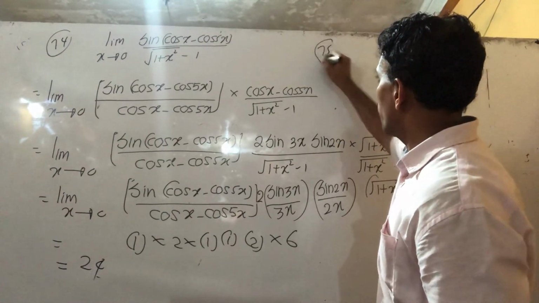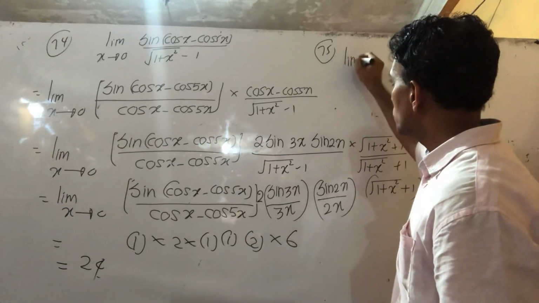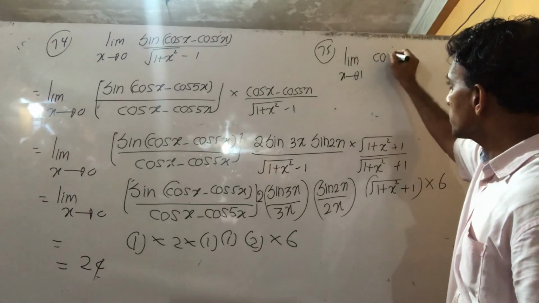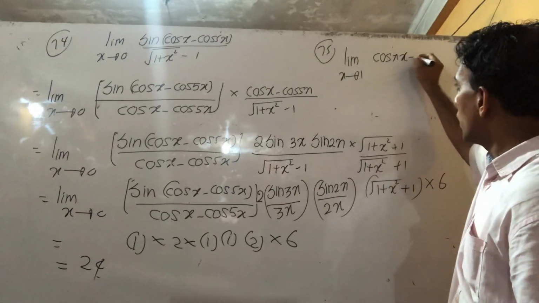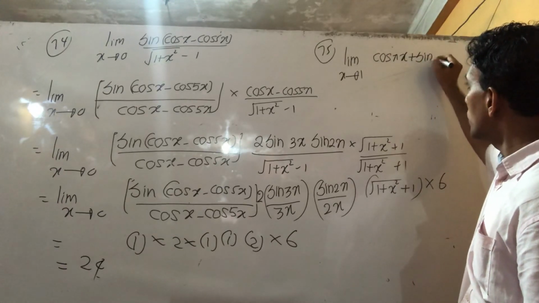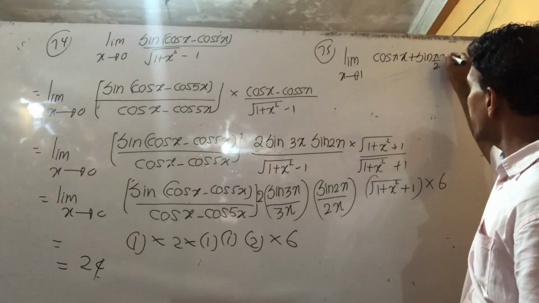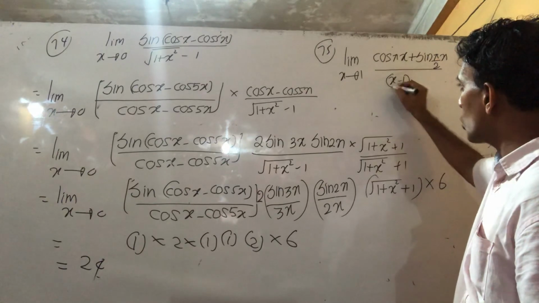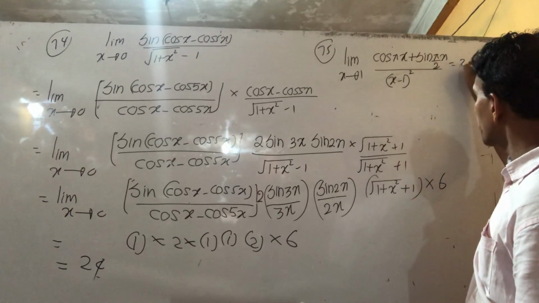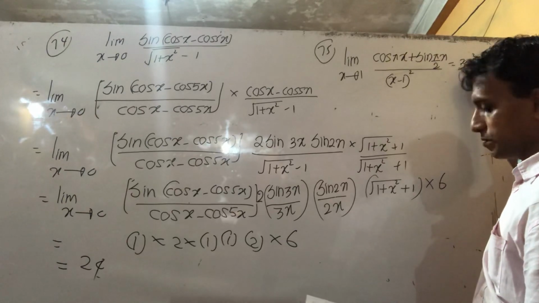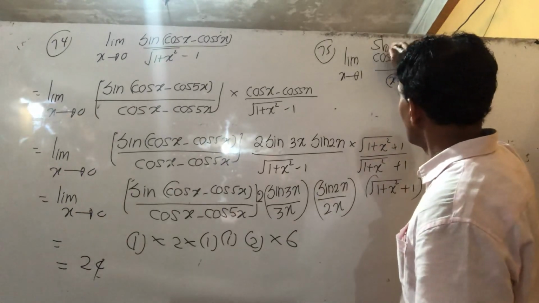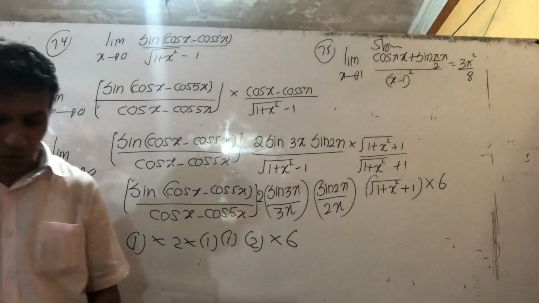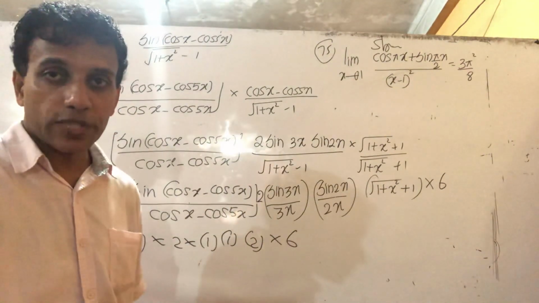Next, my question 75. Limit x approaches 1 of (cos pi x plus sine of pi by 2 x) over (x minus 1) square. Show that the answer, show that, right? Show that answer. So simplify, try it yourself. I will show the other video with this question and some more.